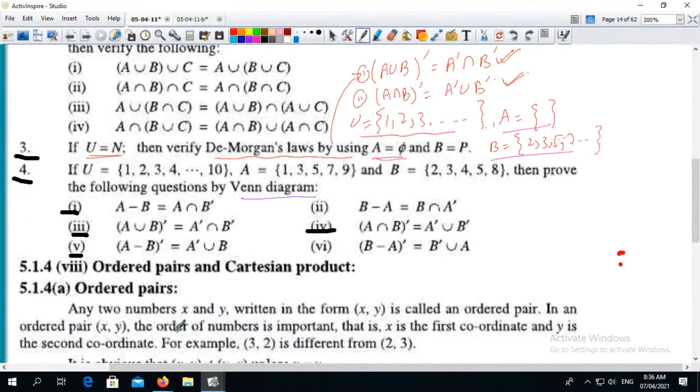Question number 4 is: if U equals 1, 2, 3 up to 10, A is equal to 1, 3, 5, 7, 9, B equals 2, 3, 4, 5, 8, then prove the following by Venn diagram. The first part is A minus B equals A intersection B complement.